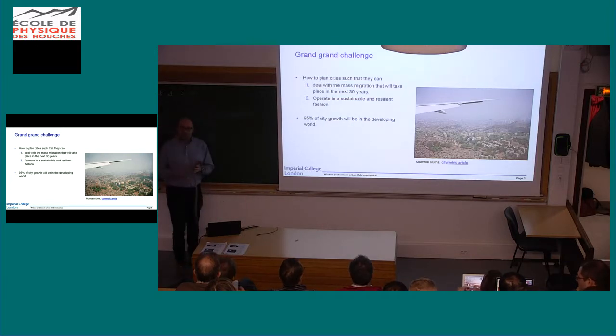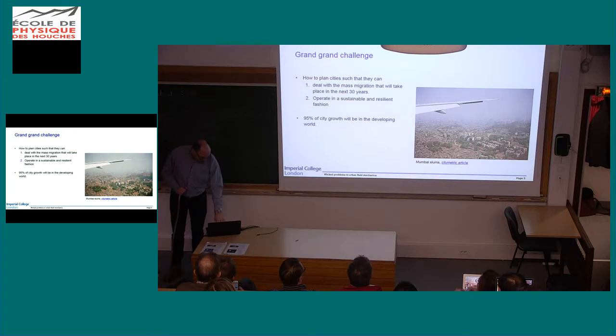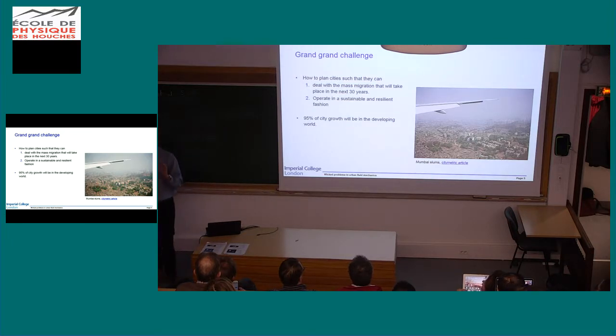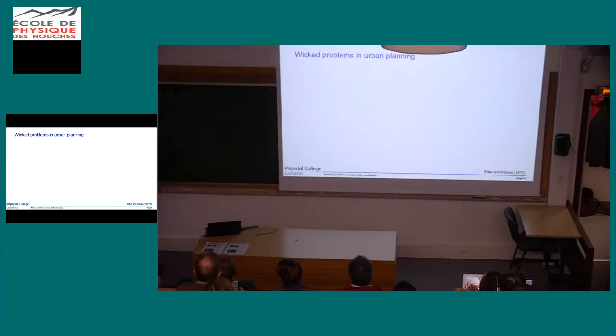So if you don't plan it well, and most of this is going to take place in the developing world, you're going to get sprawling cities because people migrate to cities, there's no space, you're going to get slums, and they take enormous areas. So that's low density. So this is the big challenge that we need to tackle. And of course, we've got a big role to play in this. So let's come to the first part of why I titled my talk Wicked Problems.